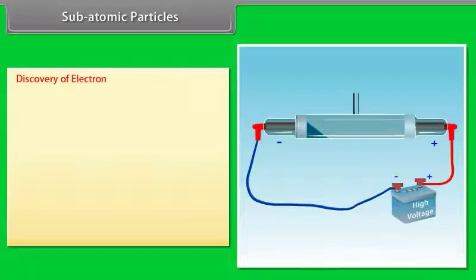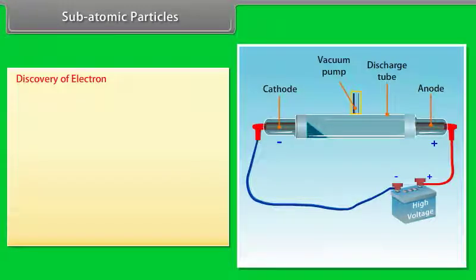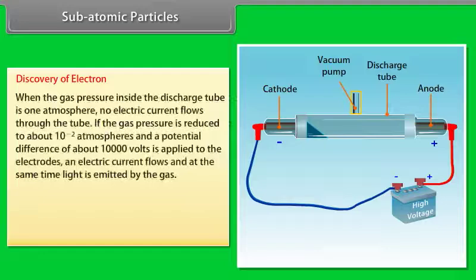Subatomic particles. Discovery of electron. A discharge tube is a long glass tube. This tube is fitted with metal electrodes on either end, across which high voltage can be applied. The tube is also connected to a vacuum pump for controlling the pressure of gas inside the discharge tube. There is a coating of phosphorescent material behind the anode. When the gas pressure inside the discharge tube is 1 atmosphere, no electric current flows through the tube.